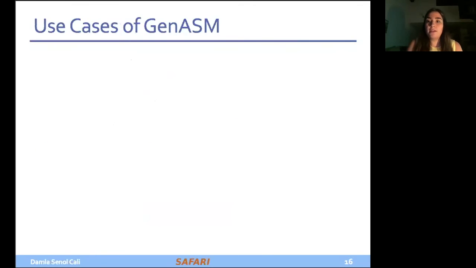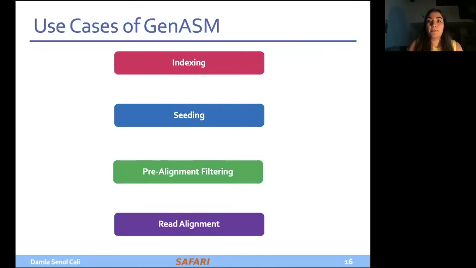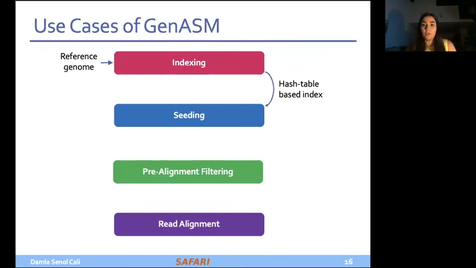In order to understand the use cases of GenASM, we need to look at the read mapping pipeline. It can be seen as a 4-step process. First step, indexing. We index the reference genome, and this index contains all possible fixed-length substrings as the keys and the exact match locations of these substrings in the reference genome as values. Second step, seeding, queries this index structure in order to determine the potential mapping locations of each read in the reference genome, and it generates the potential mapping locations.